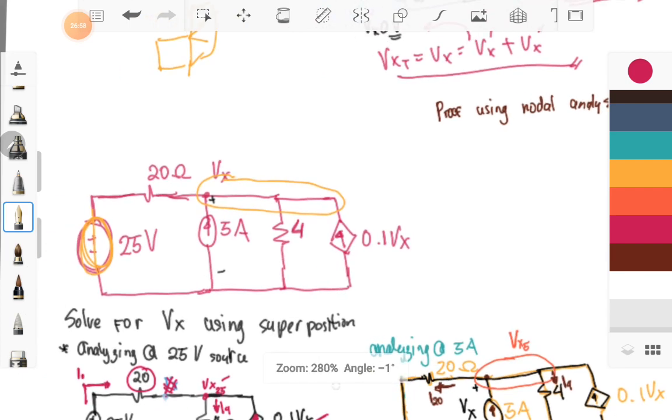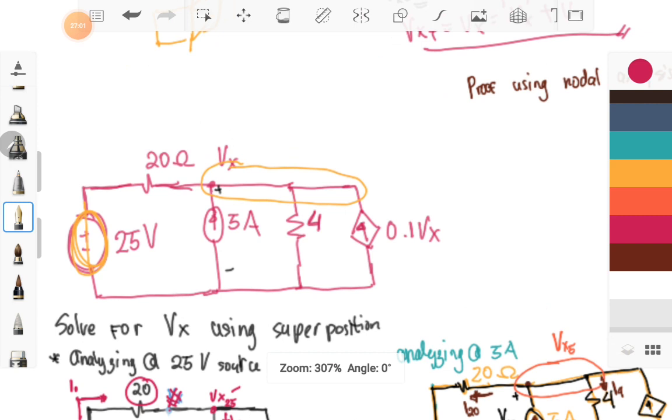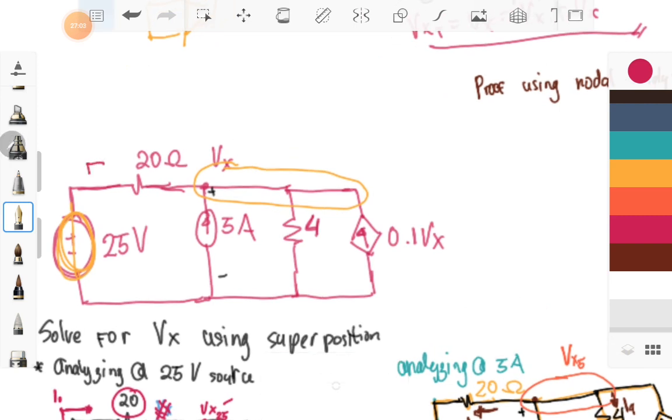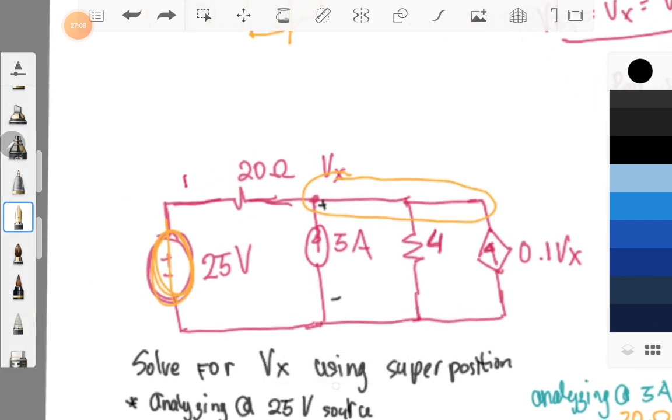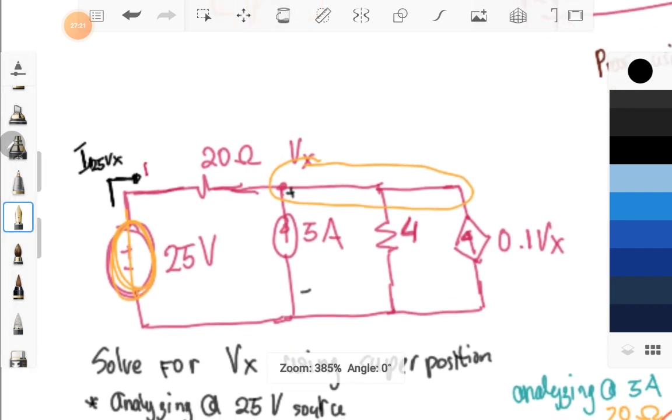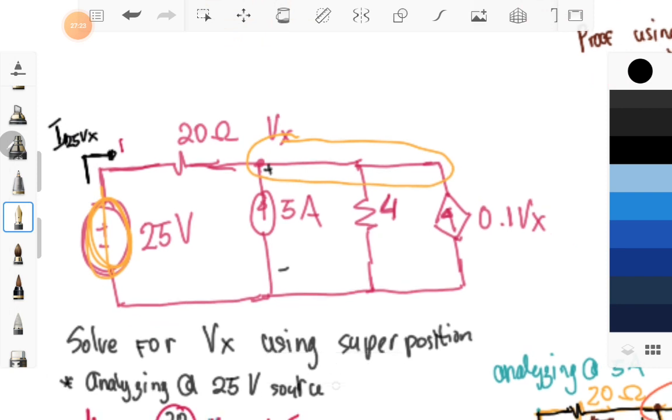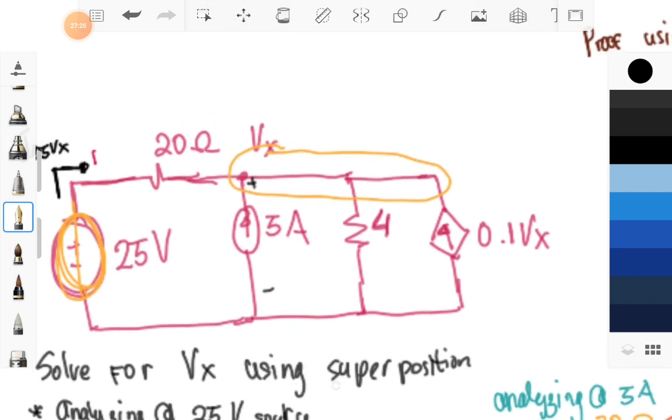Okay, so we have our I1. Let's say this will be my I1. Okay, so let's use black. Let's use the one beside you, the black one. So this will be my I1 or my I25 Vx, meaning from 25 volts to Vx, which means that my 25 volts is my higher potential and my Vx is my lower potential. And then this will be my I4 and then my 25 Vx. Okay, so this will be my ground.